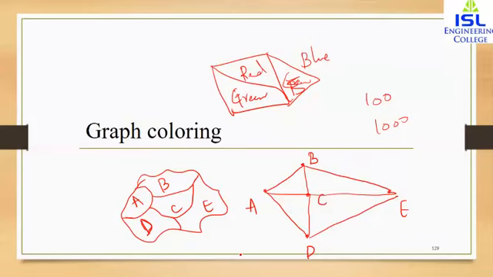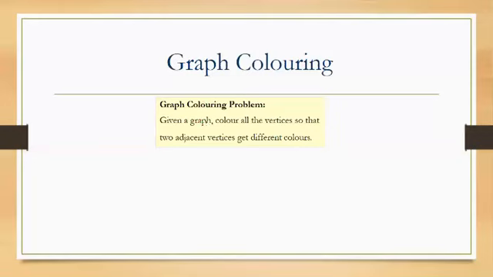The resulting graph is called the dual graph of the map. By the way in which dual graphs of maps are constructed, it is clear that any map in the plane has a planar dual graph. Now we will see the coloring problem. Given a graph, color all the vertices so that no two adjacent vertices get the same color.